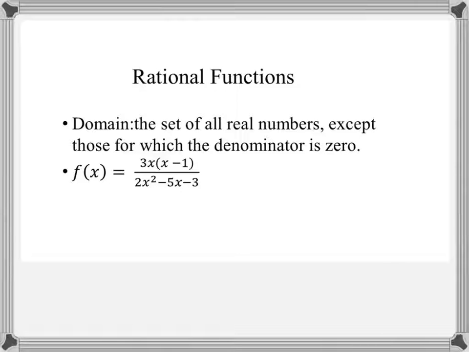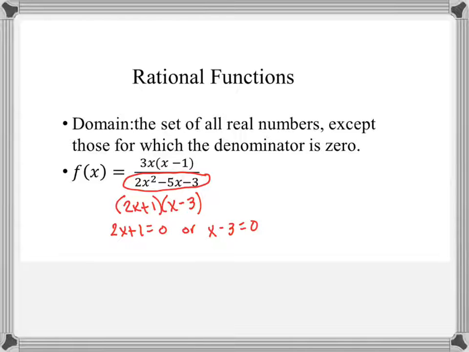f of x equals 3x times the quantity x minus 1 all over 2x squared minus 5x minus 3. So first, we need to look at the denominator and factor it. This factors to 2x plus 1 times x minus 3. Next, we'll set each factor equal to 0, and then we'll solve for x.